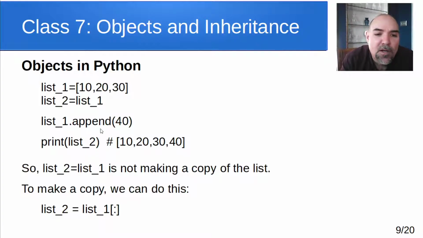But there might be some surprising behavior that shows up here, because really list1 and list2 are just two different names pointing to the same single list in memory. So when I do list1.append(40), and then I say print list2, I haven't touched list2, it should have still been 10, 20, 30, but it now has a 40 on the end because they were both pointing at the same space in memory.